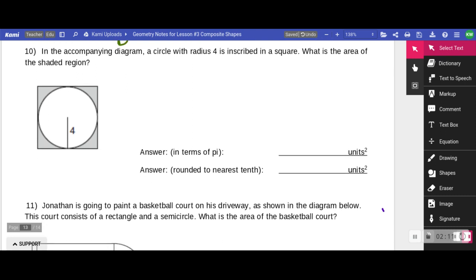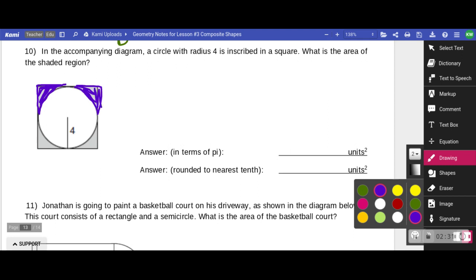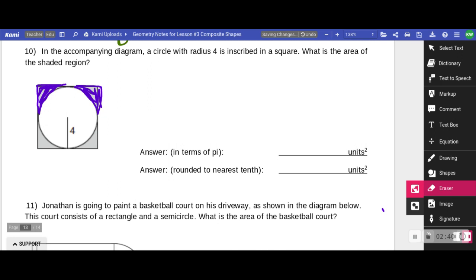In the accompanying diagram, a circle with a radius of 4 is inscribed in a square. What is the area of the shaded region? So now we have to be careful because it wants the area of the shaded region. And if you look at the shaded region, it's almost like a triangle, but the sides are rounded where the shape matches up with the circle. So somehow we're going to have to find the area of that shaded region. Now, I don't know what shape that is, but there are some basic shapes here that I do know that I can use to find out the area of the shaded region.